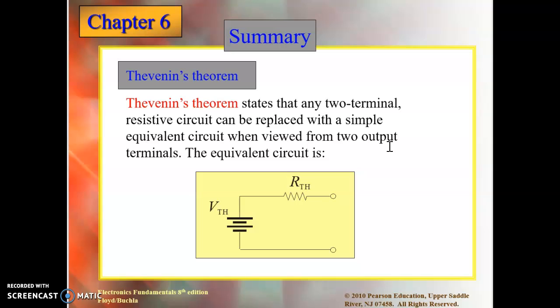Thevenin's theorem states that any two-terminal resistive circuit can be replaced with a simple equivalent circuit when viewed from two output terminals. The equivalent circuit is a Thevenin voltage and a Thevenin resistance. They are just in series. A voltage is always going to come with a resistance in series with it.